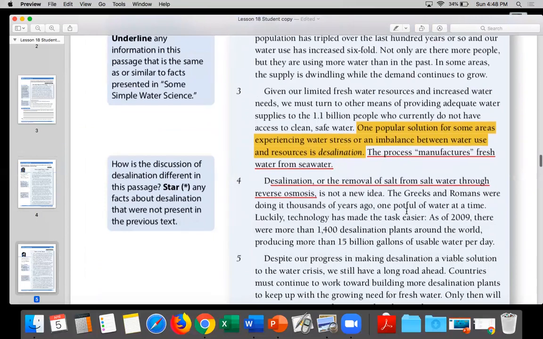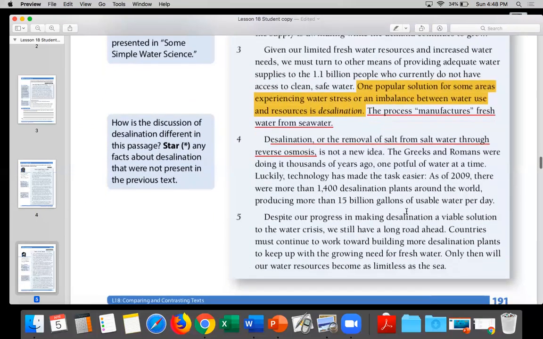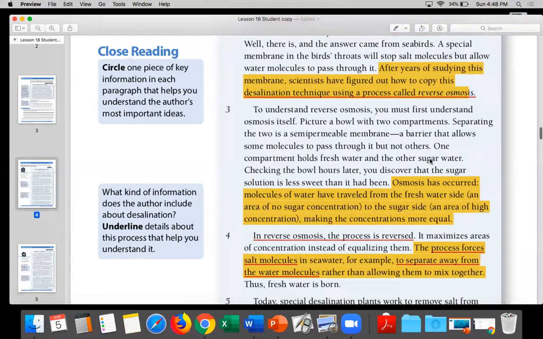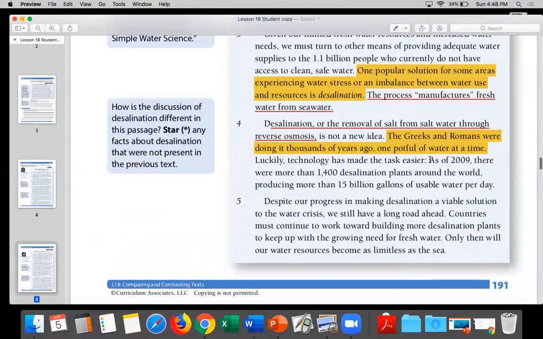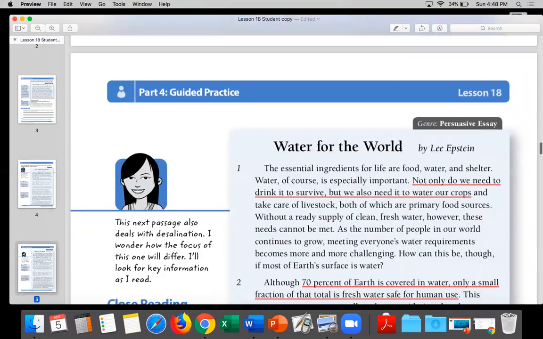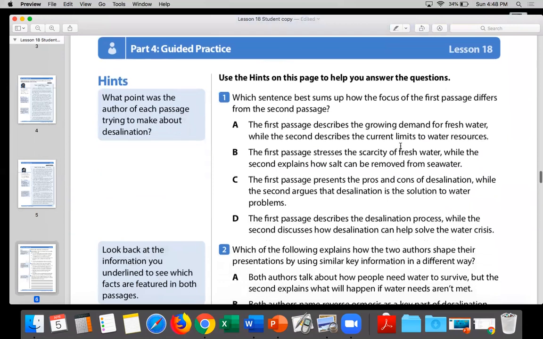Okay, and then in paragraph 4, we've got 2. The Greeks and Romans were doing it thousands of years ago, one potful of water at a time. The last one does not talk about the Greeks and Romans at all, and that they were using desalination. And then as of 2009, there are more than 1,400 desalination plants around the world, producing more than 15 billion gallons of usable water every day. So we don't have this statistic up here. Okay, and then I believe that's it. So we're going to move on to the questions.